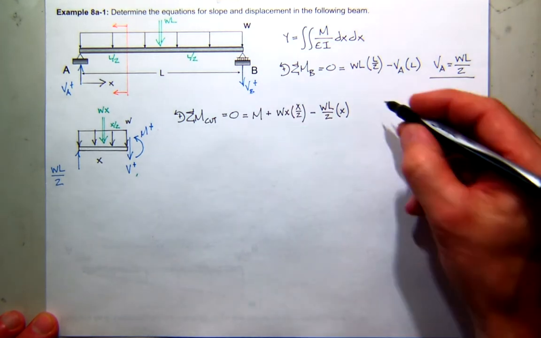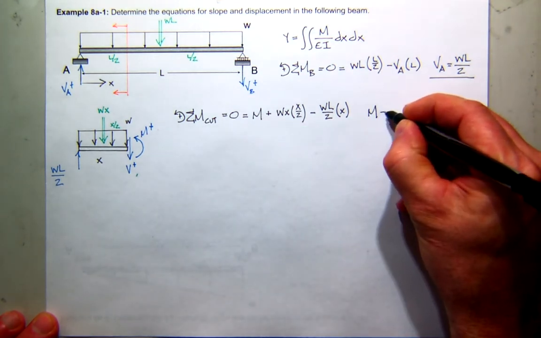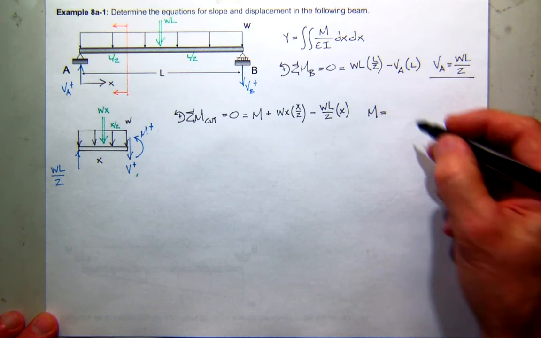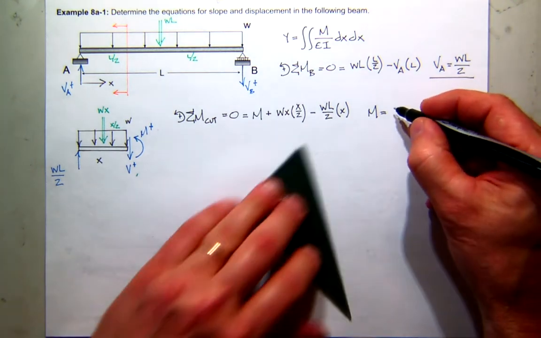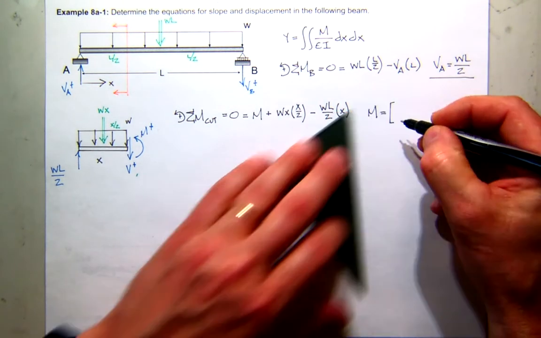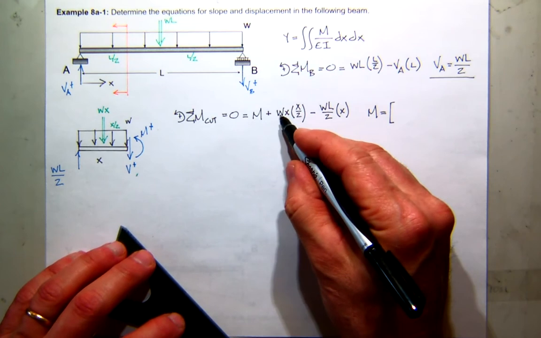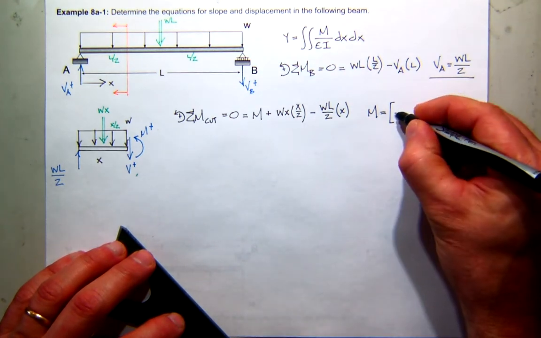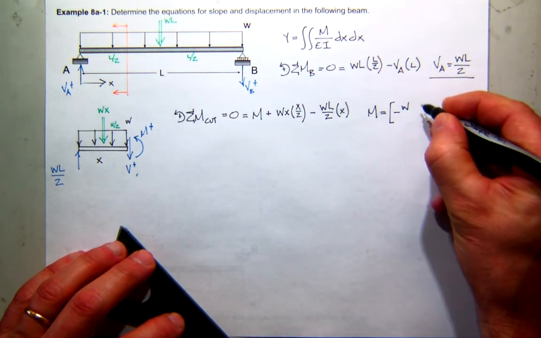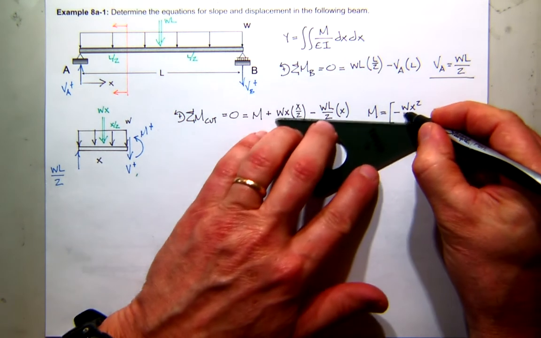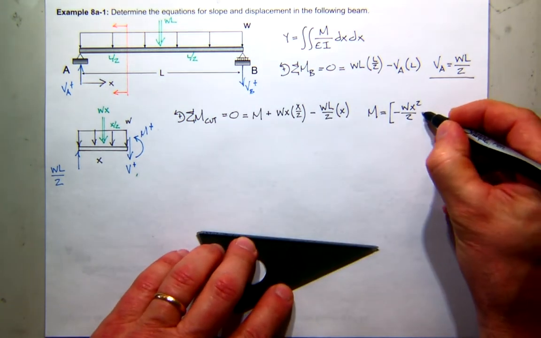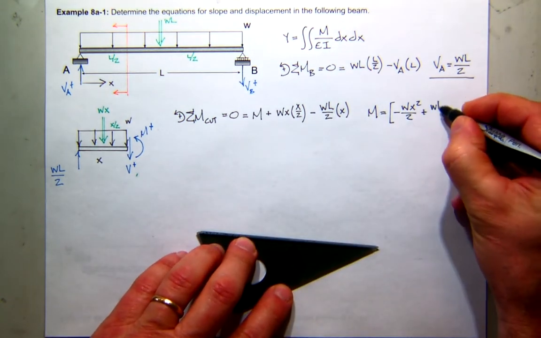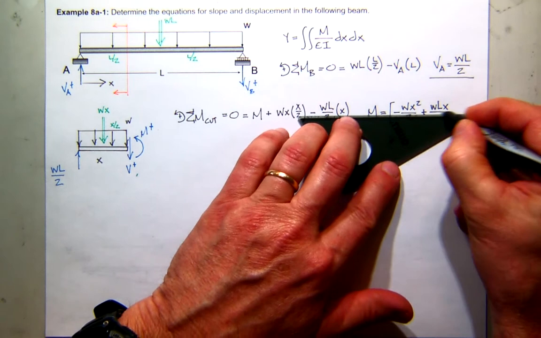So I can solve for the moment. The moment is equal to what? Well, I'll throw everything to the other side of the equation. So this is Wx squared, that's negative. So it's minus Wx squared over 2 plus WLx over 2.